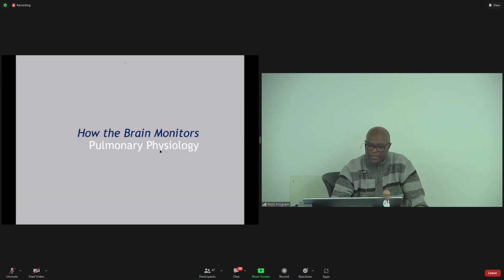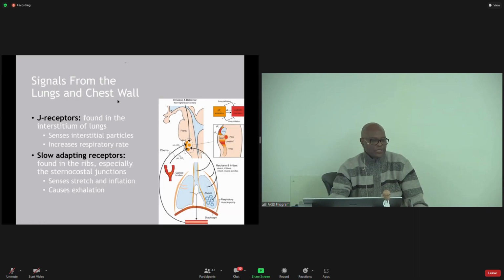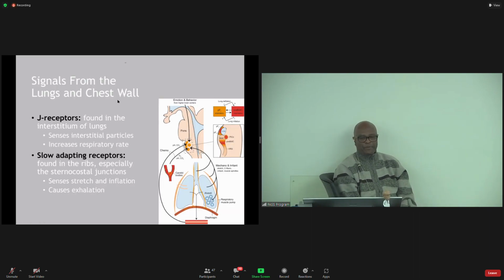How does the brain monitor? Okay, pulmonary physiology. Here it is, signals from the lungs and chest wall. Signals coming in from the lungs and chest wall. J receptors are found in the interstitial of your lungs. This is for anybody with interstitial lung disease.